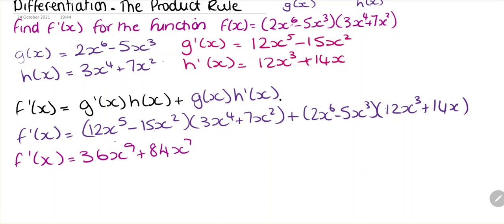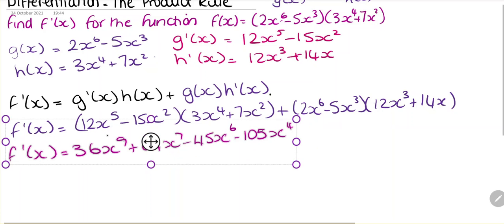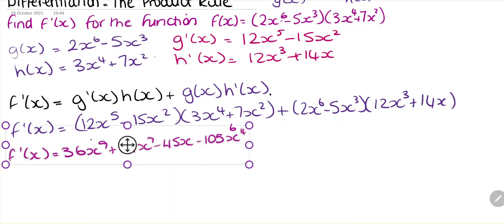And then 15 multiplied by 3. So this is going to be minus 45x^6. And then minus 15 multiplied by plus 7. So this is going to be minus 105x^4. So this is our first. So let me just make that a bit smaller so we can fit it in.